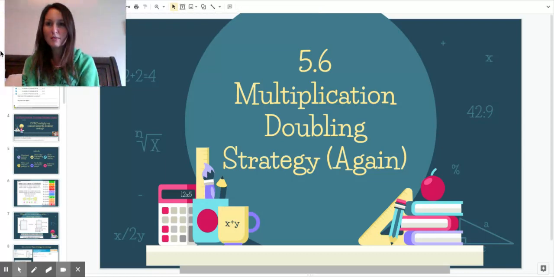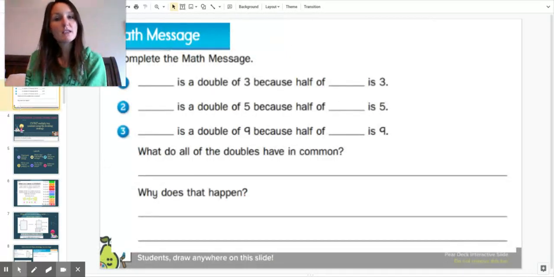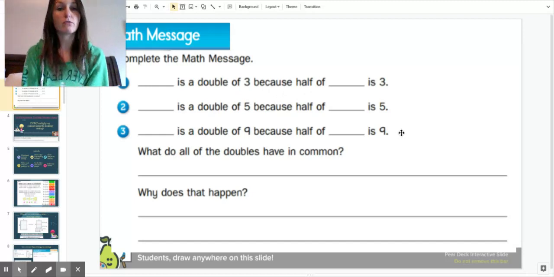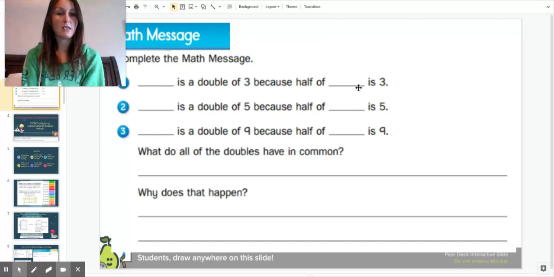So for today's mental math, we are going to be multiplying and dividing. I just want you to think these again should be done in our brain and then write down your answers. Okay, and then for your math message, I want you to finish this sentence. So it says blank is a double of 3 because half of blank is 3. So the same number that goes here is the same number that goes here. So you should write the same number twice.